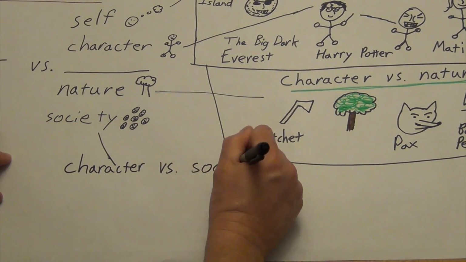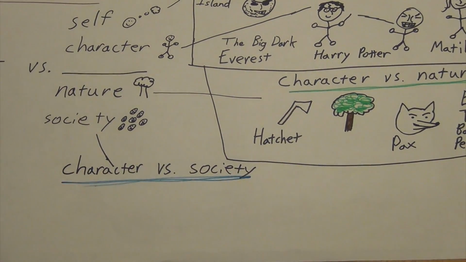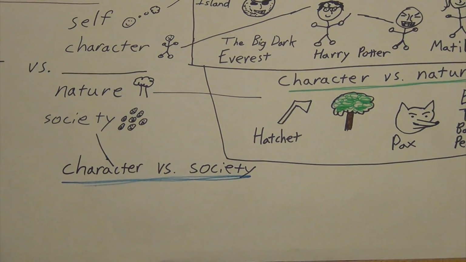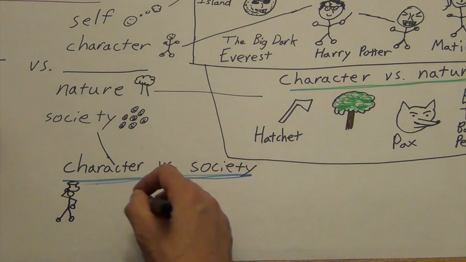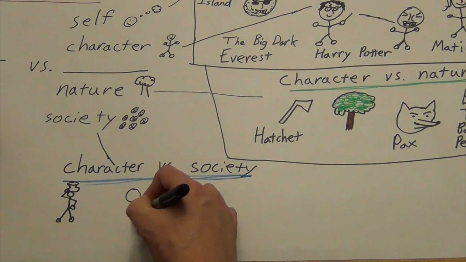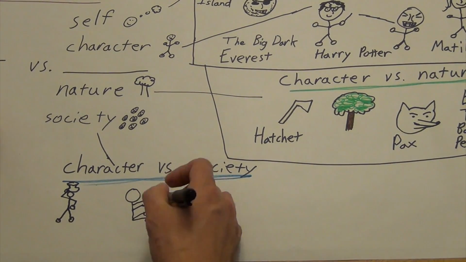And then the last one is character versus society. A lot of times that's one character versus a whole bunch of other characters. What's their goal? Well, a lot of times the goal is to correct an injustice or make something right that's not right with the society.